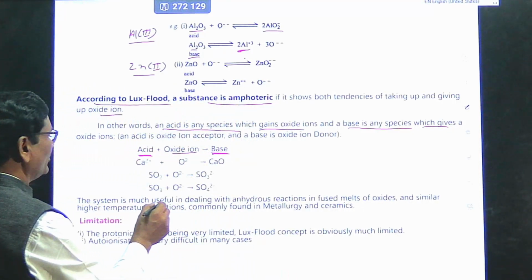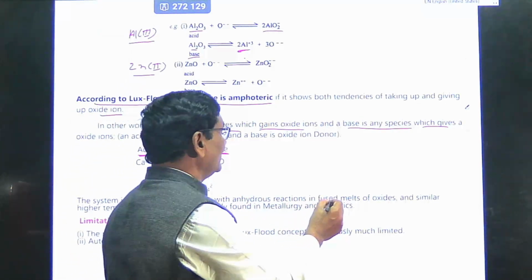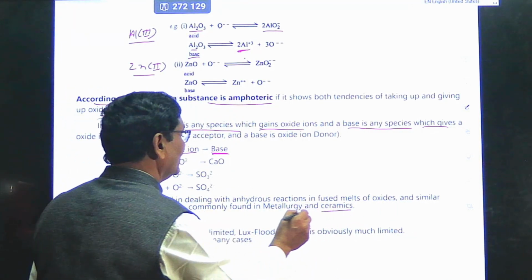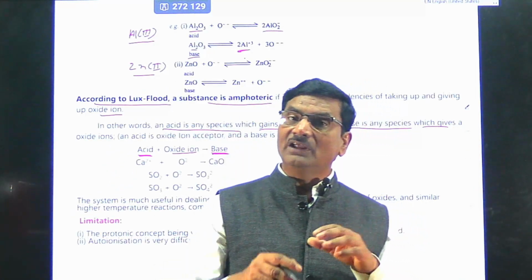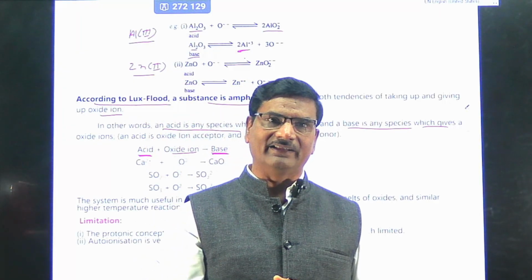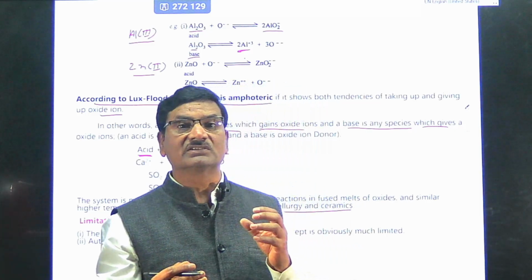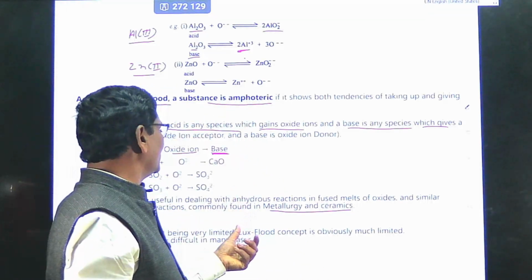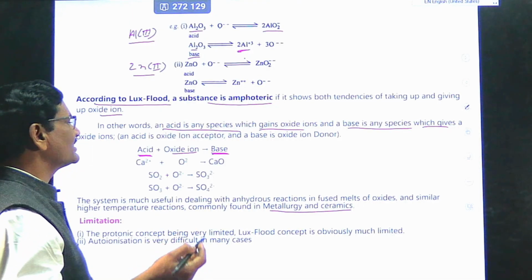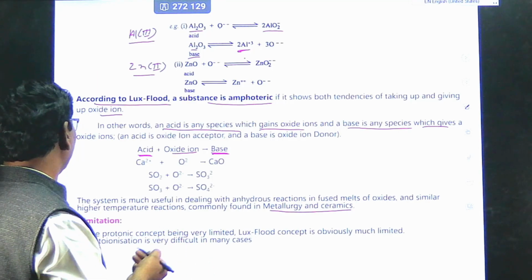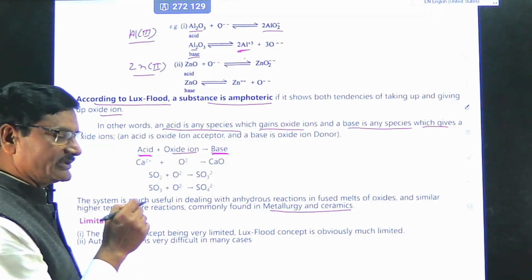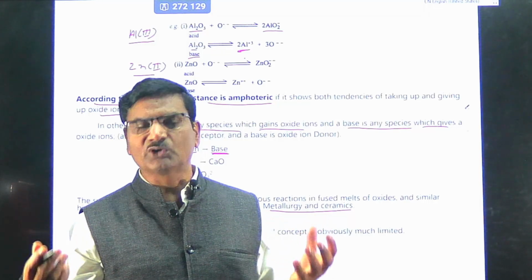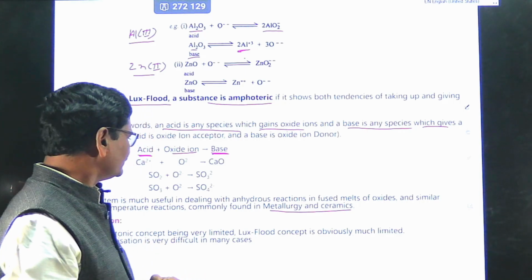According to this theory, the system is much useful in dealing with anhydrous reactions in fused metal oxides and similar higher temperature reactions commonly found in the metallurgy and ceramic industry. Why? Because in metallurgy the temperature is above 800 degrees centigrade, and at that temperature it is uncomfortable to use the other types of reactions. So according to the Lux-Flood concept, the reactions in fused metal oxides are carried out at higher temperature, as found in the metallurgy or ceramic industry. We prepare different types of domestic equipment that can be prepared by this method.